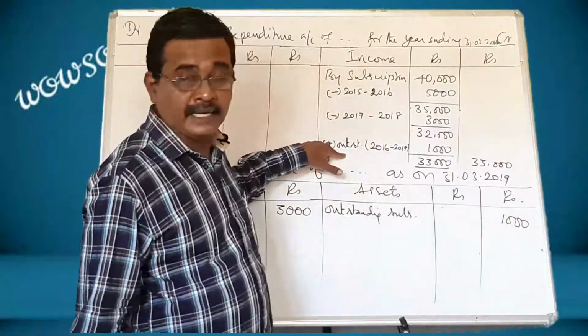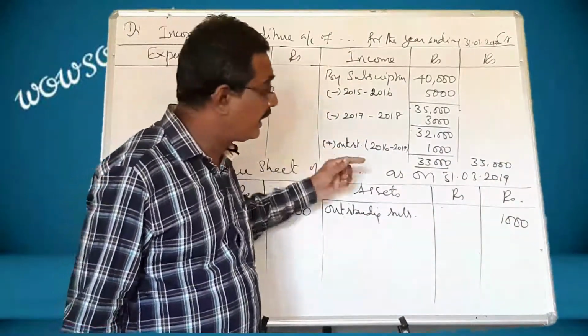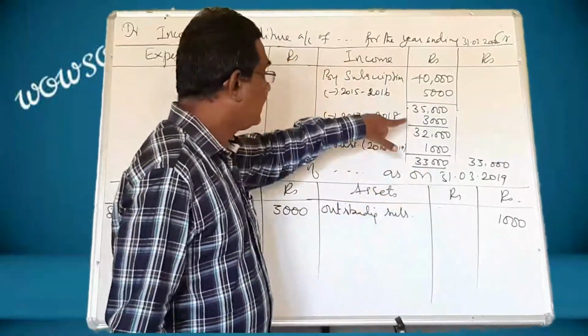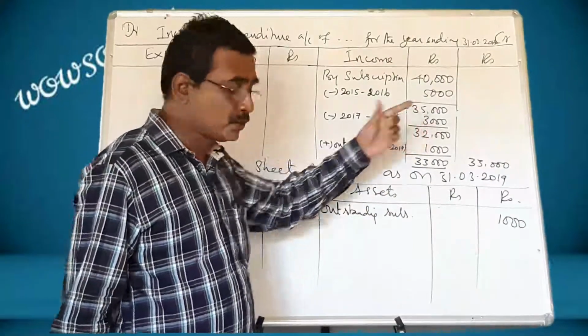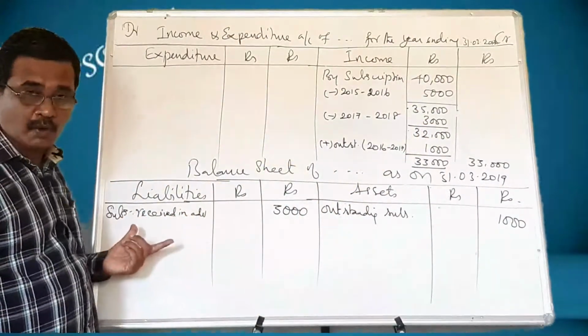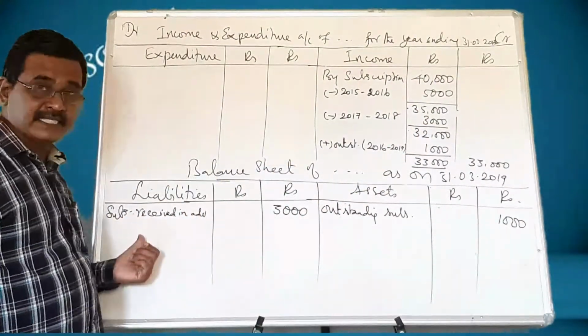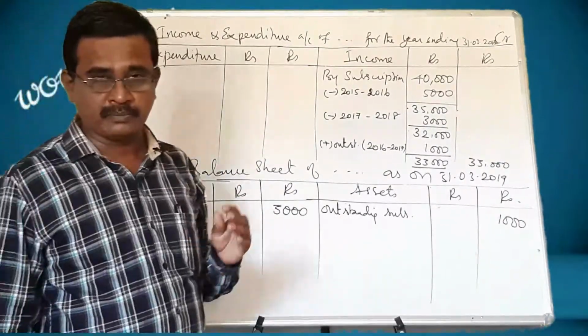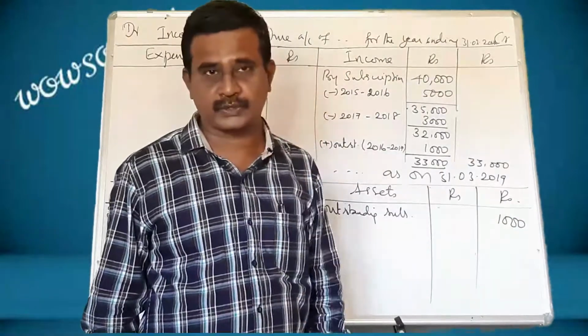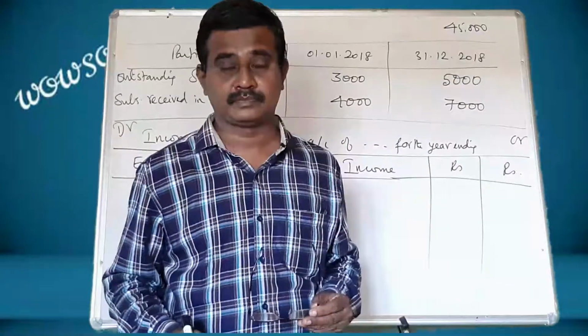This outstanding subscription is an asset, so it is shown in the asset side. This amount is received in advance, so it is a liability. So it is shown in the liability side. How did it show? Subscription received in advance 3,000. This is the way we have to show. We have shown it. Hope you have understood. Shall we go to the next sum?